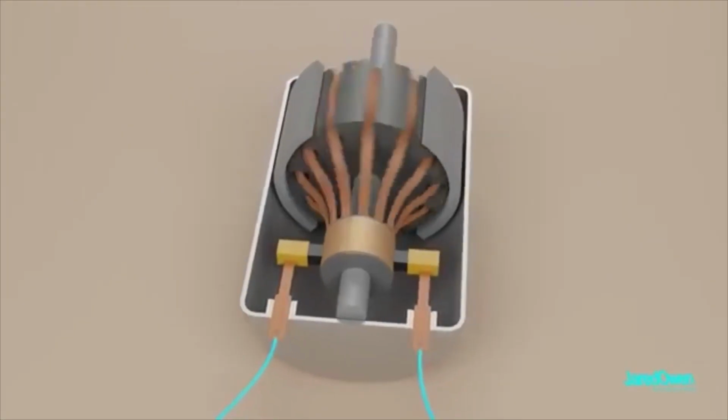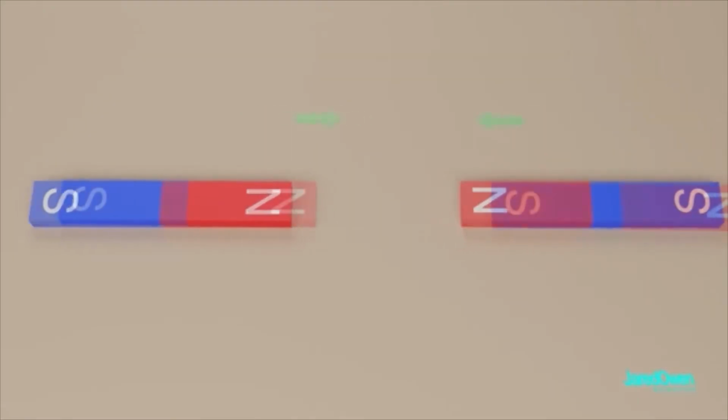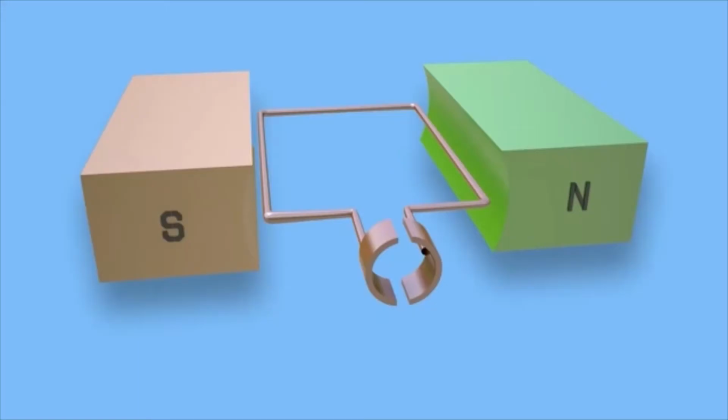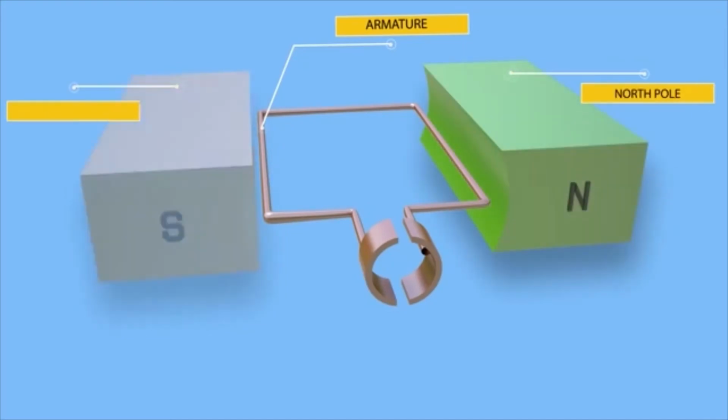DC motors work by using the poles of magnets. Like poles of a magnet repel and unlike poles attract. A DC motor has two magnetic fields. One is produced by the armature. This is the rotating part. It is always the electromagnet type and consists of insulated wires around a soft iron core. The second magnetic field is produced by the stator. It can be a permanent magnet or an electromagnet.